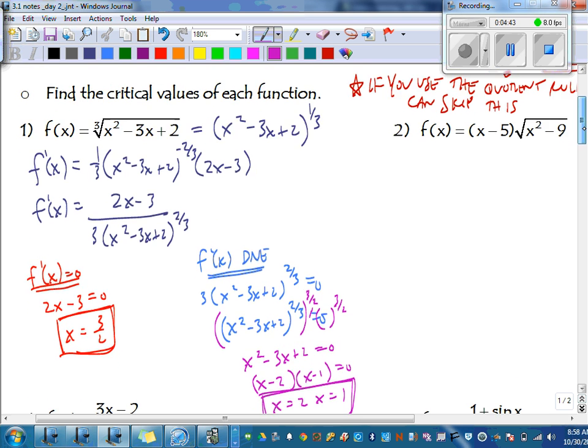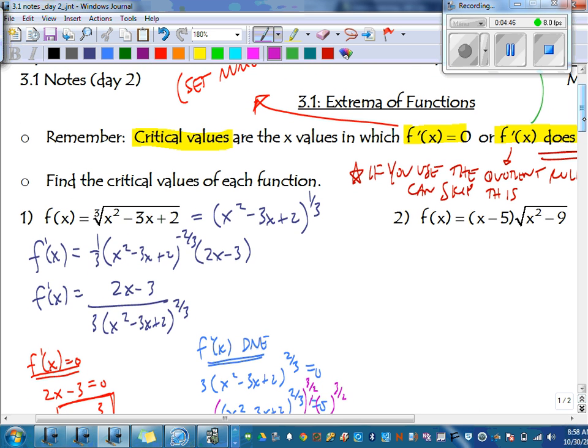Right? And that's one thing to come back up here and put a little star for critical values. You want to check your answer in f of x. Right? You want to check and make sure that it works.